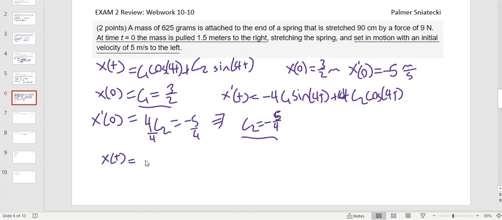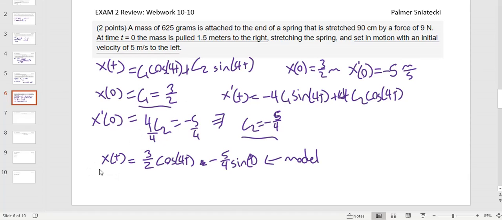And there's our c2, so we can plug those back in to get our x of t is equal to 3 halves cosine 4t minus 5/4 sine 4t. And there's our actual model as opposed to just our general solution.